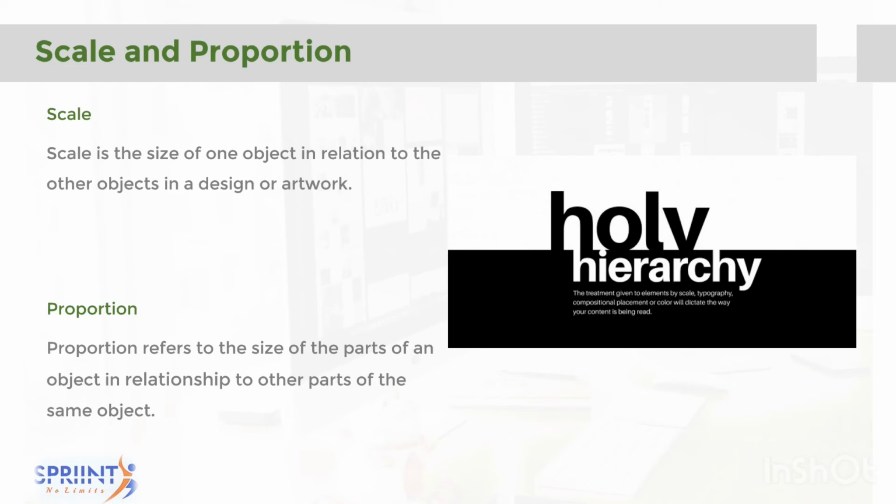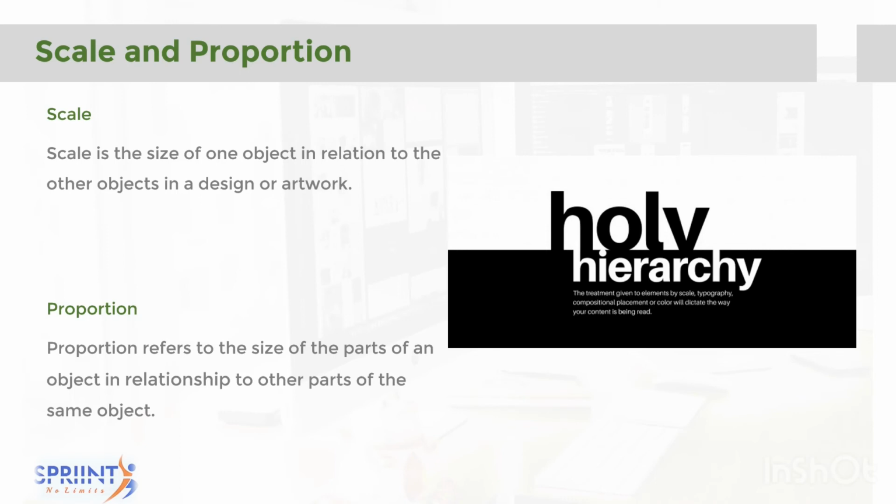Scale and proportion. Scale is the size of one object in relation to another object in a design or artwork, while proportion refers to the size of the parts of an object in relationship to other parts of the same object. So scale is talking about sizes: this is big, this is small, this is large. That's what scale entails. Then proportion takes it further to understand, okay, this is big, this is small, how do they relate?